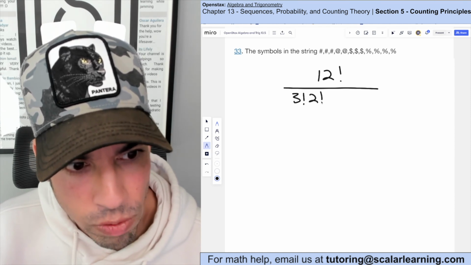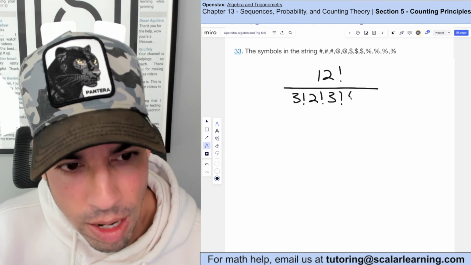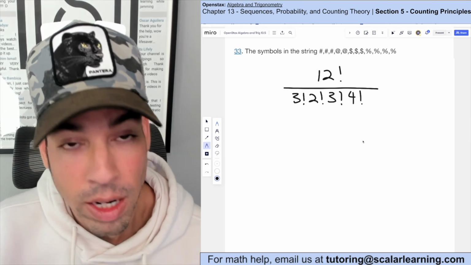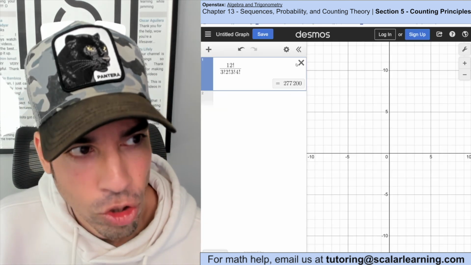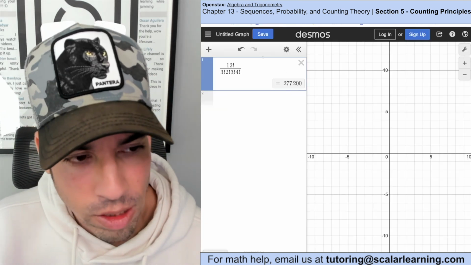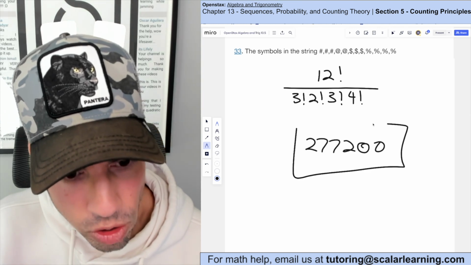We have 2 of those, 2 factorial. Here we have 3, so 3 factorial, and here we have 4, so 4 factorial. All right, let's plug this into Desmos. So we're left with 277,200 different ways to arrange these symbols. So 277,200 is the answer. Done.